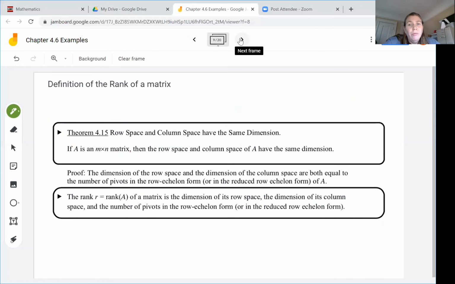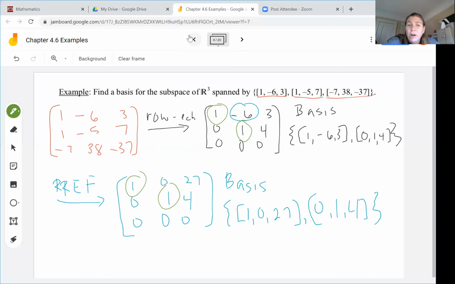The rank is known as r, that's the rank of a matrix, and it's the dimension of the row space, the dimension of the column space, and the number of pivots in the row echelon form. So the example we were looking at has rank r equal to 2, because it had 2 pivots, whether we're looking at the row echelon form or the reduced row echelon form.